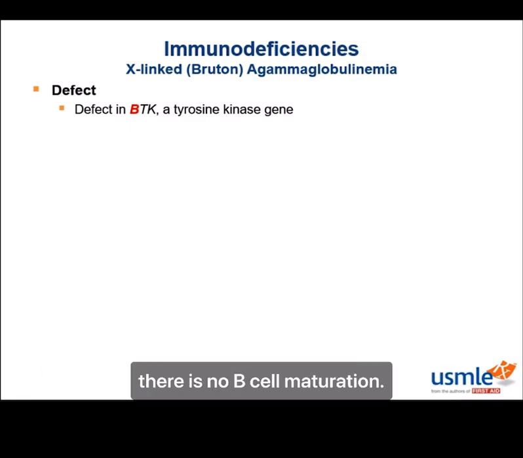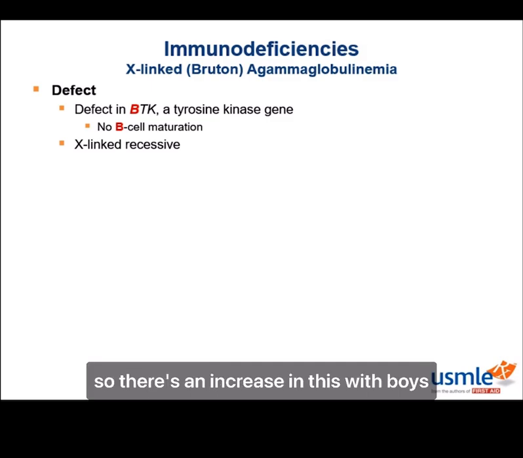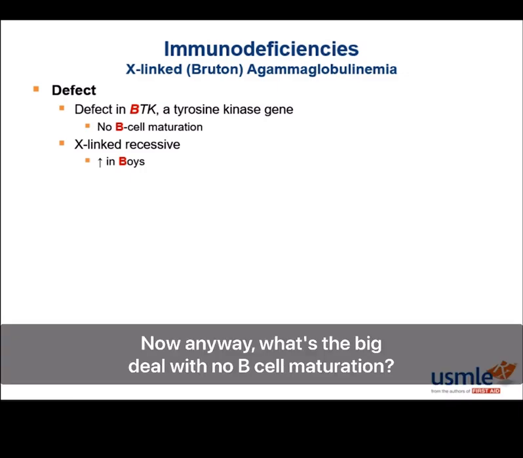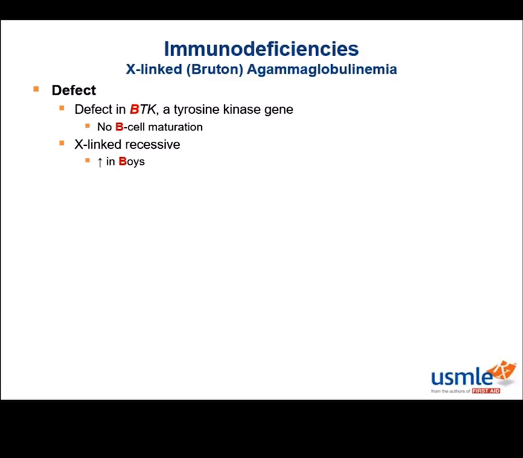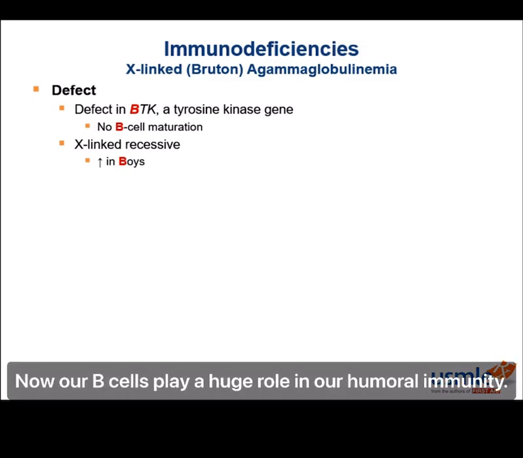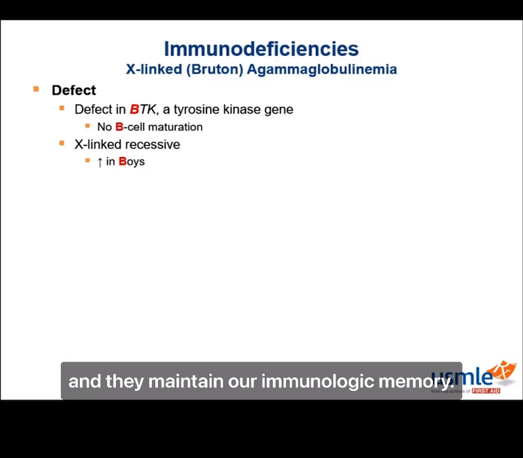Now, because of this, there is no B-cell maturation. This deficiency is X-linked recessive, so there's an increase in this with boys, since they only have one X chromosome. Now, anyway, what's the big deal with no B-cell maturation? Why is this so important? What do we need our B cells for? Now, our B cells play a huge role in our humoral immunity. They recognize antigens, they produce antibodies, and they maintain our immunologic memory.